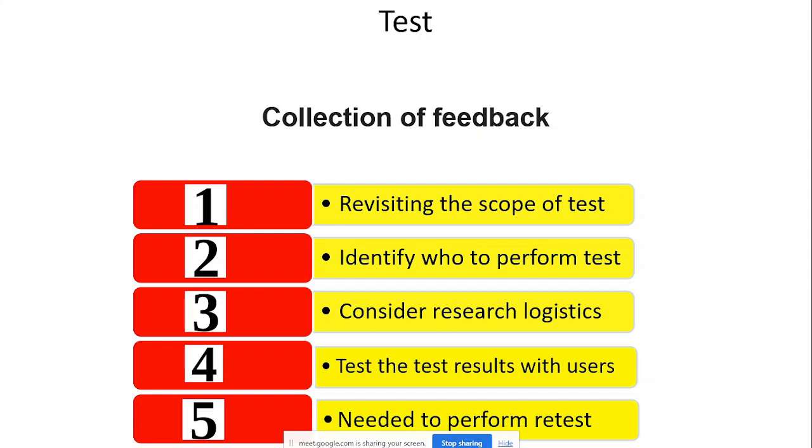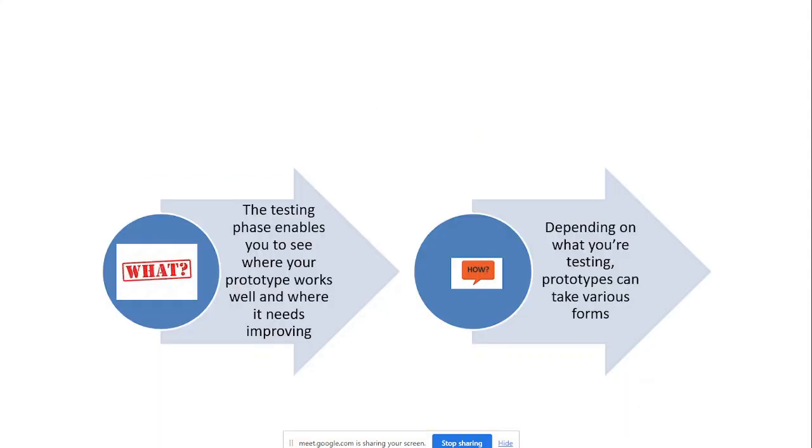From these five phases, you may identify the solution. Here, the two important questions are what and how. The why question is not needed. Why do I want to measure that? Not needed. So what? Here, what means the testing phase enables you to see where your prototype works. Already I told you with the soap example. From that soap example, you may understand how my prototype works. After that, the how question is that it depends on what you are testing, and the prototype can take different forms. Likewise, we may analyze the product.